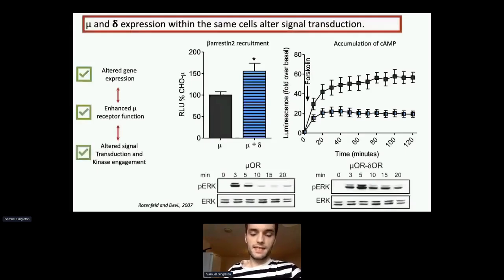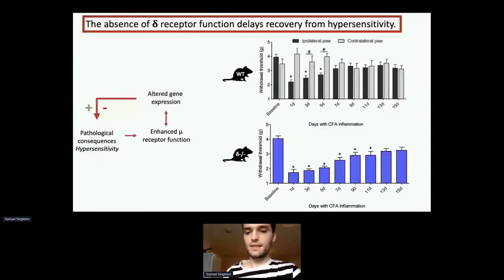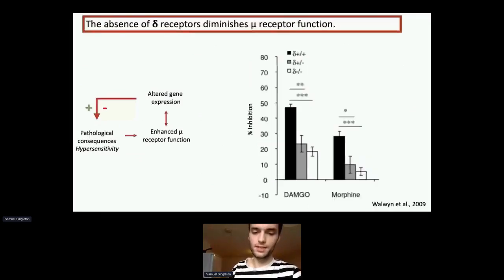And so we took this back into mice to see the effect of deleting the delta receptor, and found that this considerably delays the recovery from hypersensitivity shown underneath. So mice take about twice as long now to recover. And previous literature also suggests that the delta receptor is required for mu receptor function. And so if you take a neuron from a wild type and a delta knockout mouse and you treat them with an opioid, then these opioids have reduced effects in the knockout animals. So these studies suggest that the role of upregulating delta receptors within the spinal cord is to initially help these mice to recover.